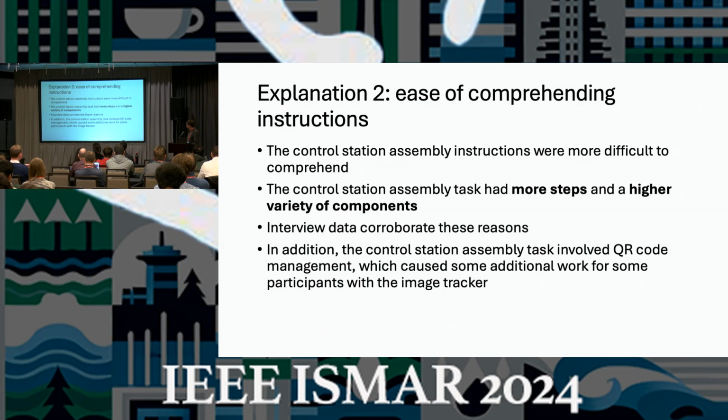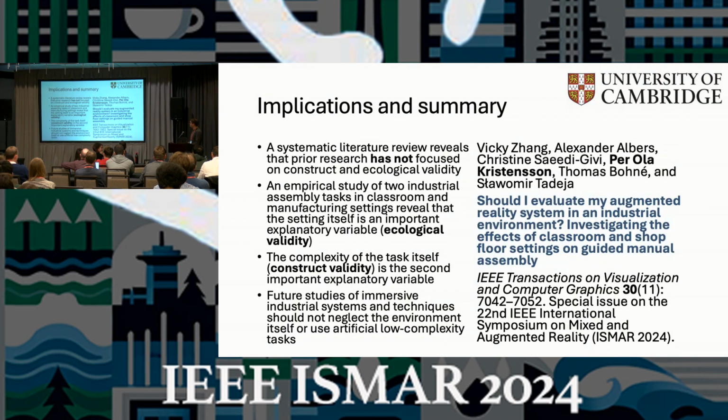So the control station assembly task had more steps and a higher variety of components. Interview data corroborates this. And in addition, we had to fill it with the QR code. So the message really is that the verification and validation environment has a very significant measurable effect, and also the task. The task has to be complex enough to be representative of real industrial tasks, and these systems have to be tested in real industrial environments, or the findings may not generalize.